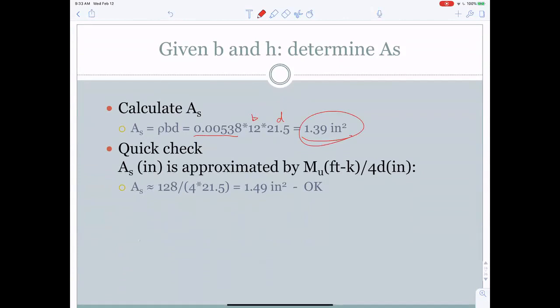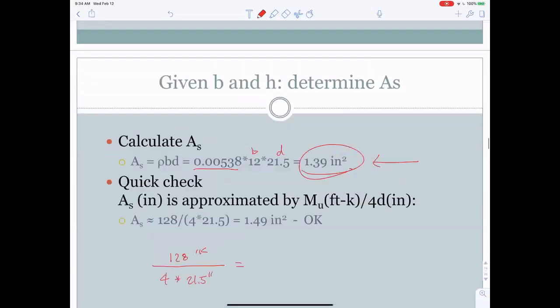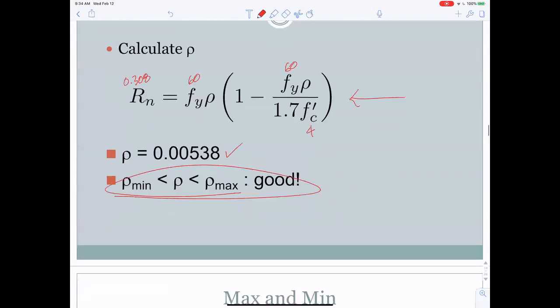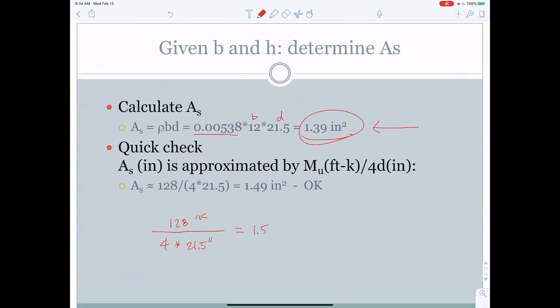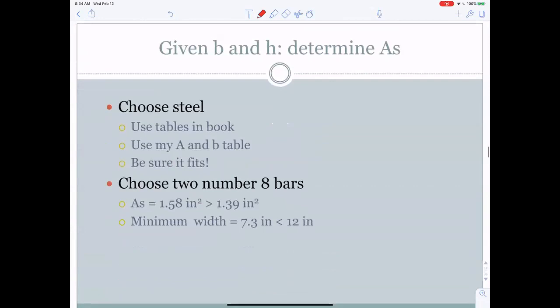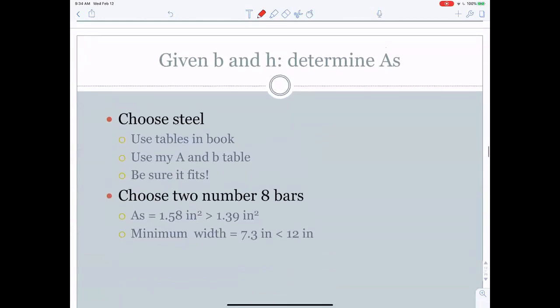Okay, and then I told you that if you take Mu, 128 foot-kips, and divide it by 4d in inches, that would give you approximately the As to double check that that went okay, because you know that involved a lot of calculation. So yeah, that comes out to 1.5. And so we have confidence that that 1.4 is correct. Okay, so now we know that we need 1.39 square inches.